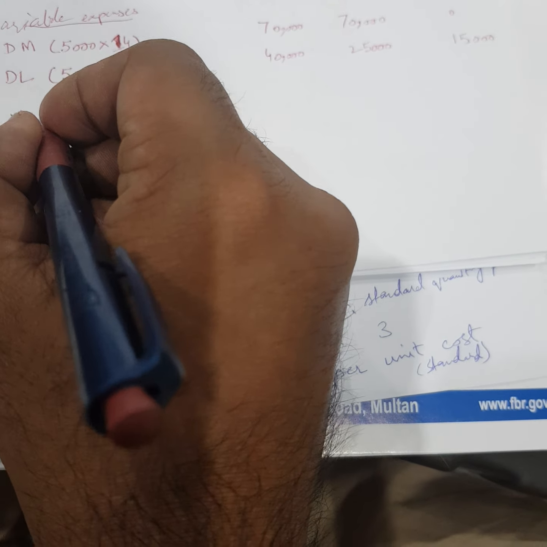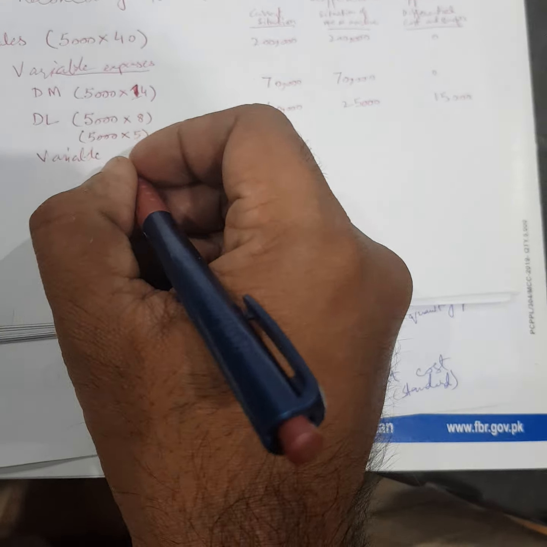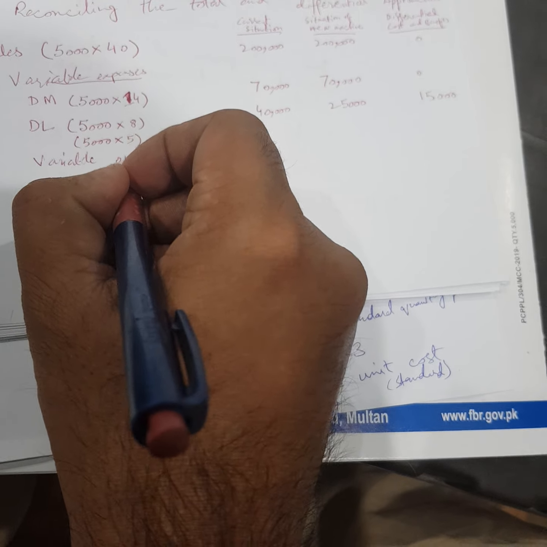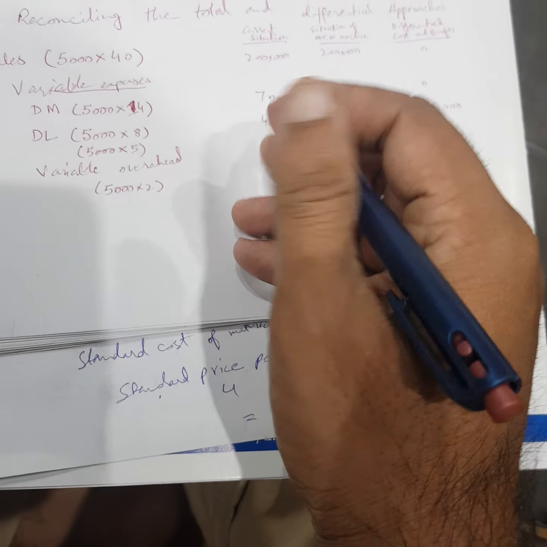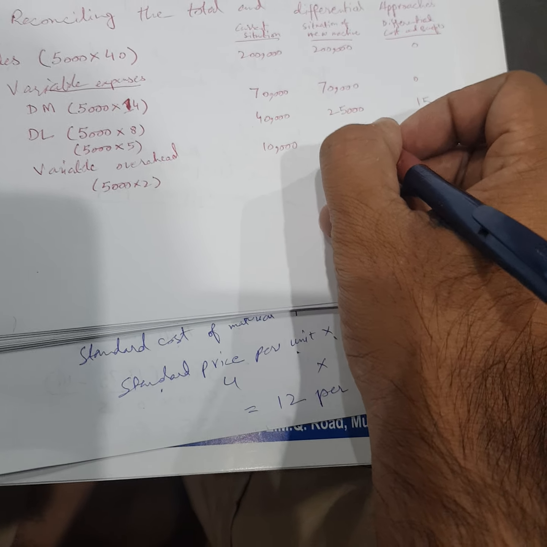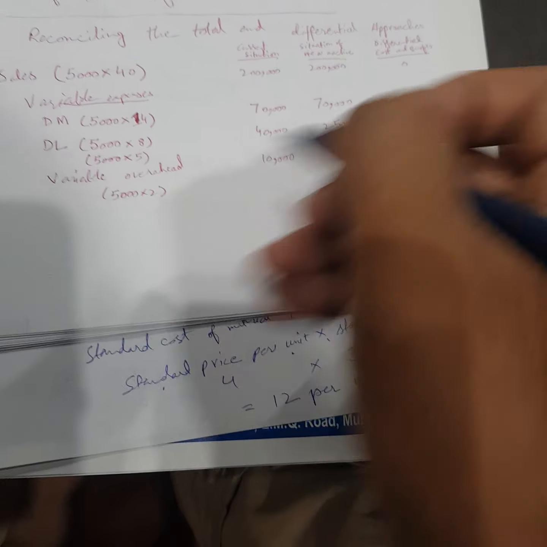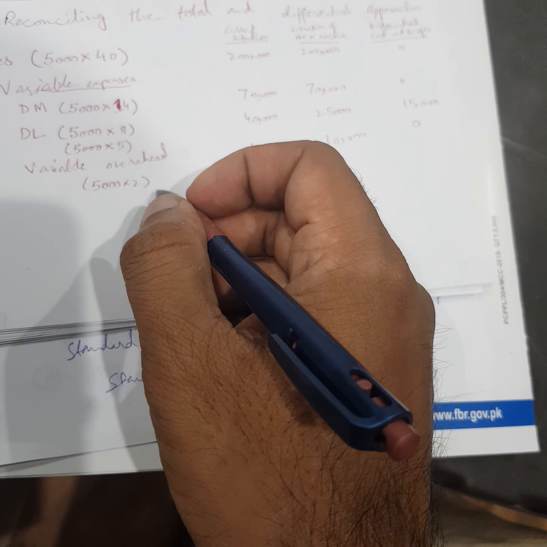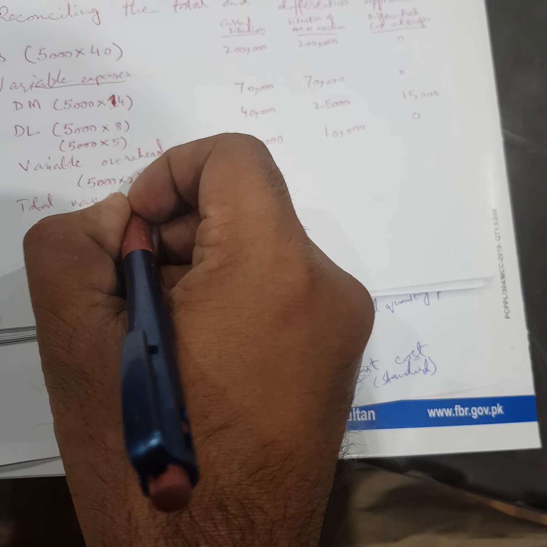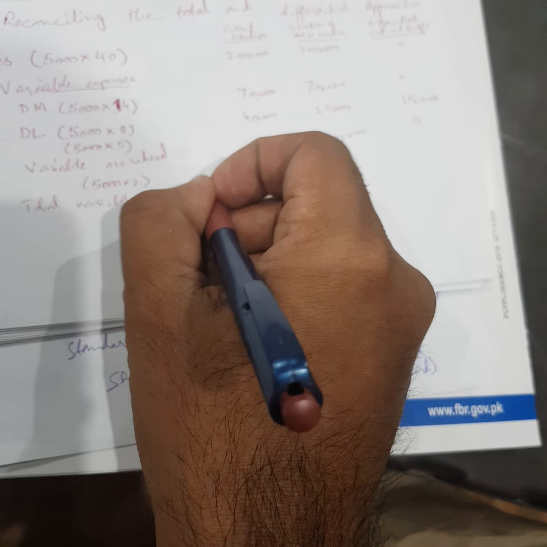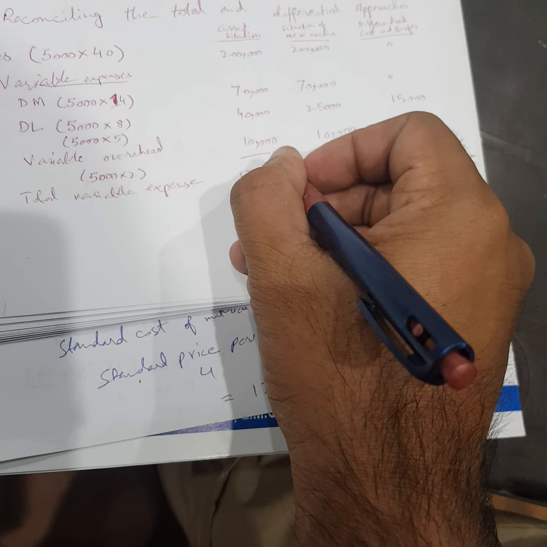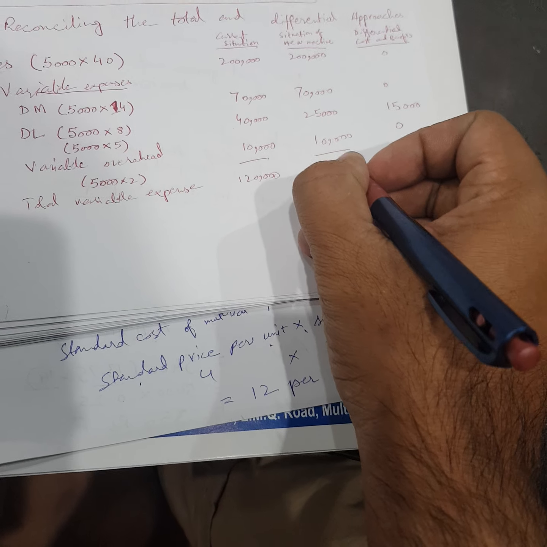The variable overhead rate was 2 rupees in both cases, so 10,000 and 10,000. The difference is 0. Our total variable expenses are 120,000 and 105,000.